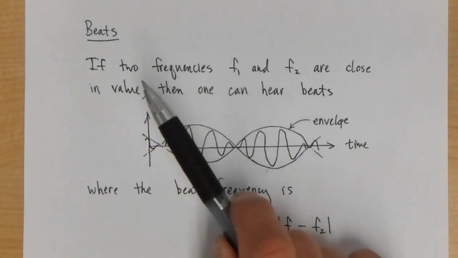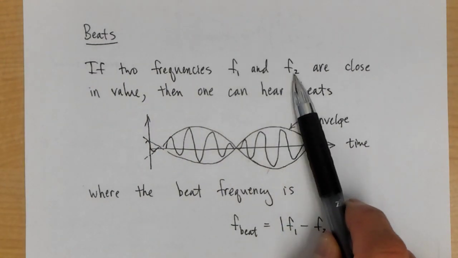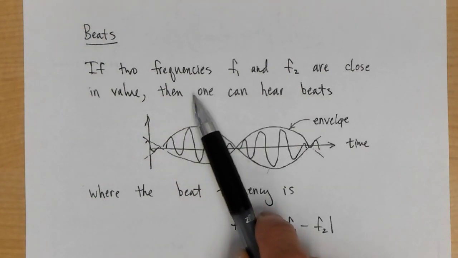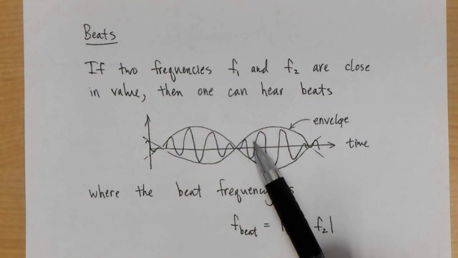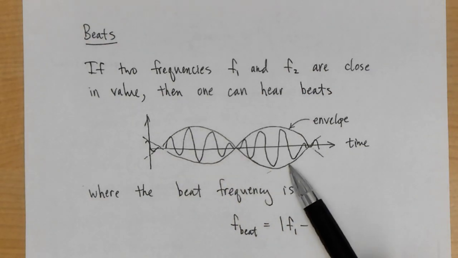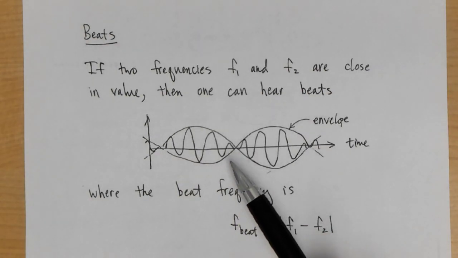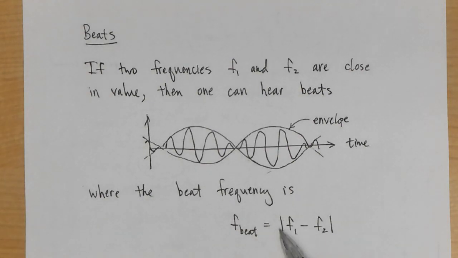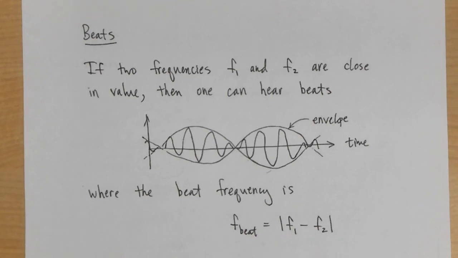The very last topic is beats. When two frequencies f1 and f2 are close in value, then one can hear this wah, wah, wah sort of sound, these beats. There's an envelope that has a certain frequency to it, and the beat frequency is the absolute value of f1 minus f2. So f1 and f2 are frequencies, you just take the difference, and that's the frequency of the beats.